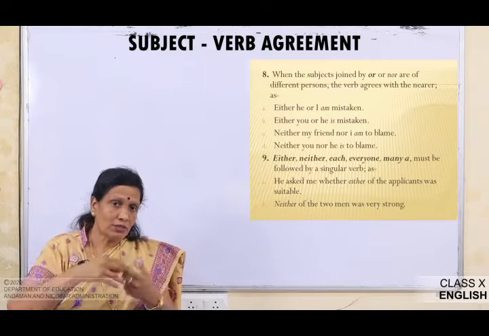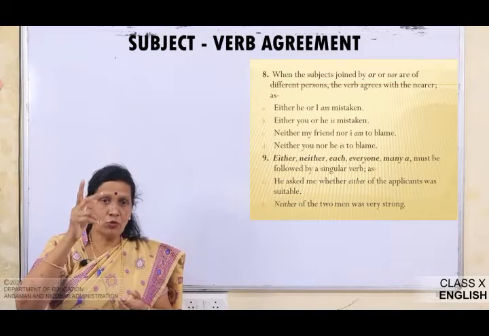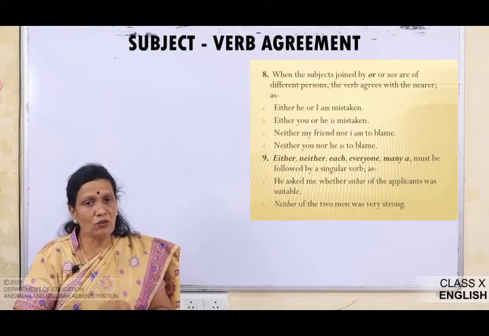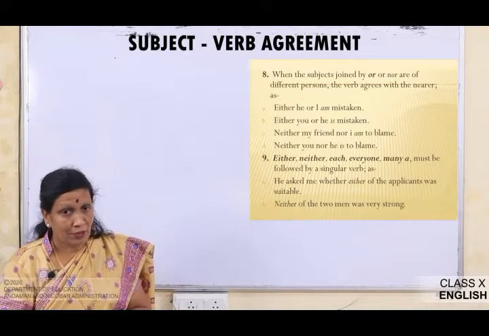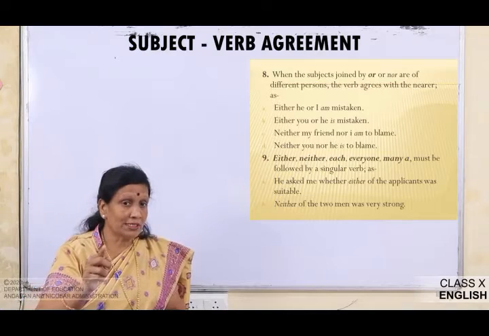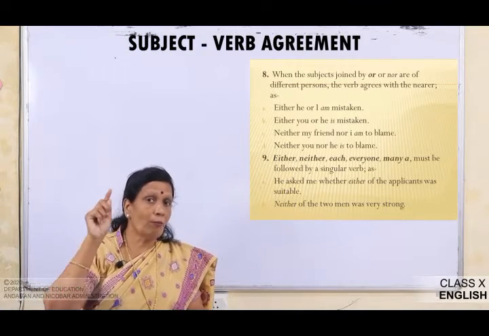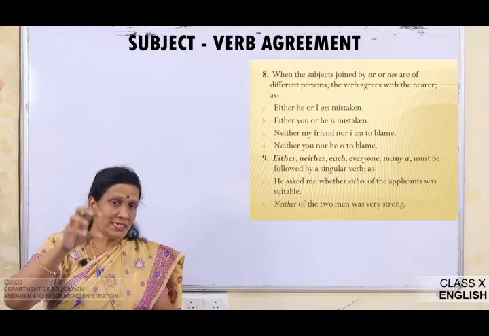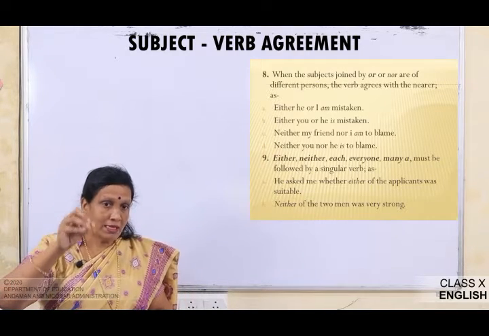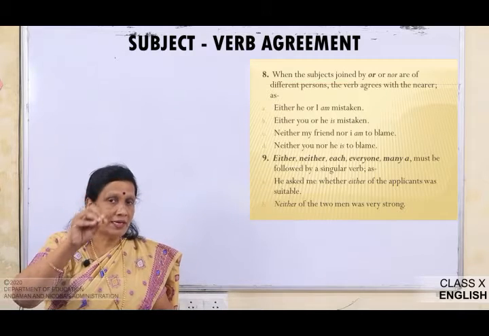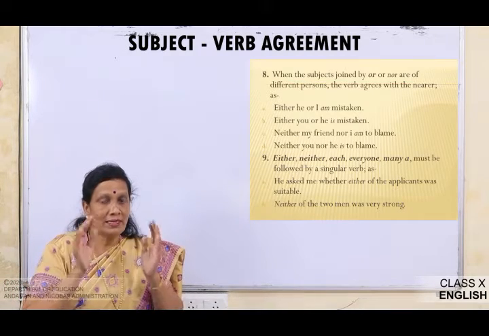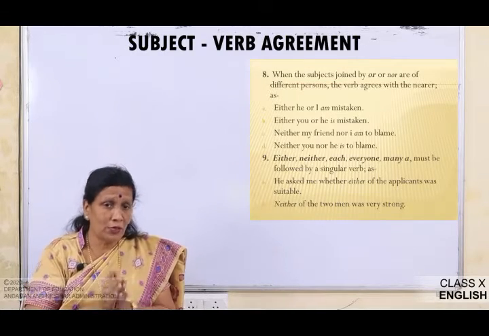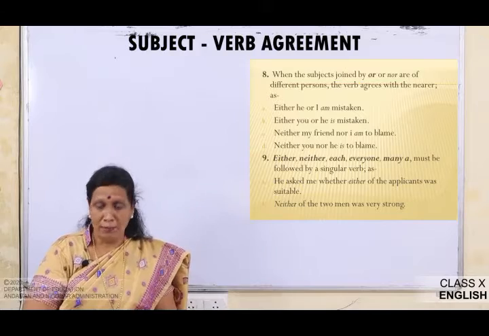We are singling out the two men. Out of the two we say neither of them is strong. So, we use the singular verb was. Though you might get confused because we are saying two men. Two men are plural, but we are saying was because we are using neither. So, with either, neither, each, everyone and many a children, we will be using singular verb.